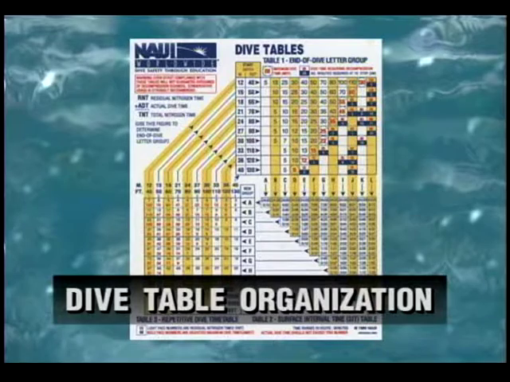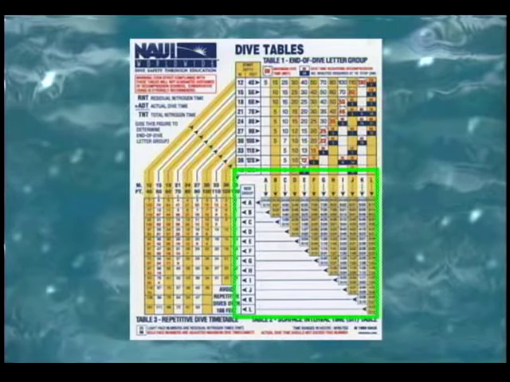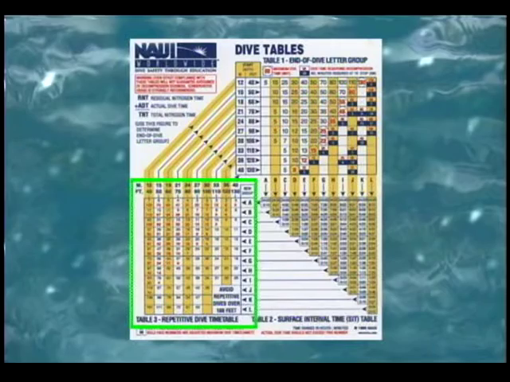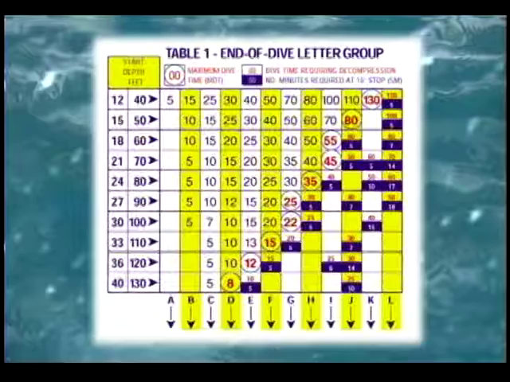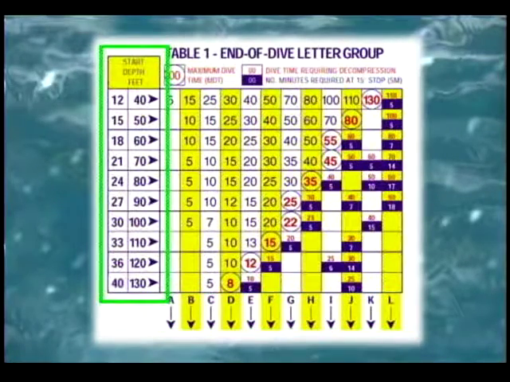The NAUI dive tables are composed of 3 tables. Table 1, End of Dive Letter Group. Table 2, Surface Interval Time. And Table 3, Repetitive Dive Timetable. End of Dive Letter Group gives you a letter group at the end of your dive. It also gives you maximum dive time information for depths from 12 to 40 meters.